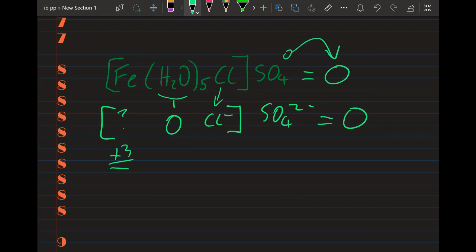So iron's +3, and what's the charge of the complex ion? This has to be 2+, if this is 2-. So the answer is D. 8 is D.